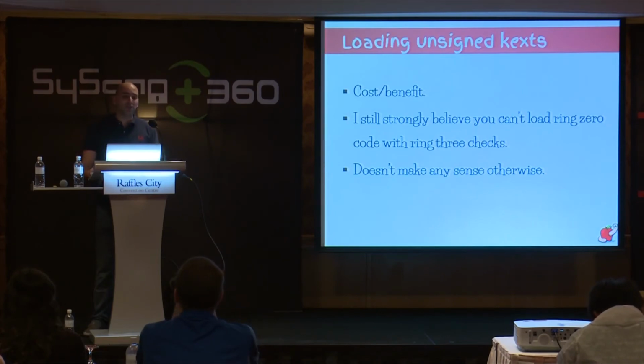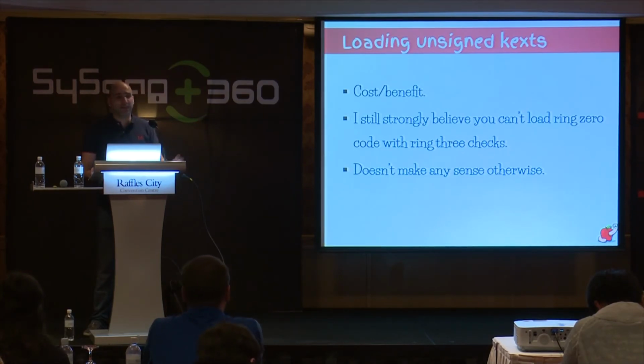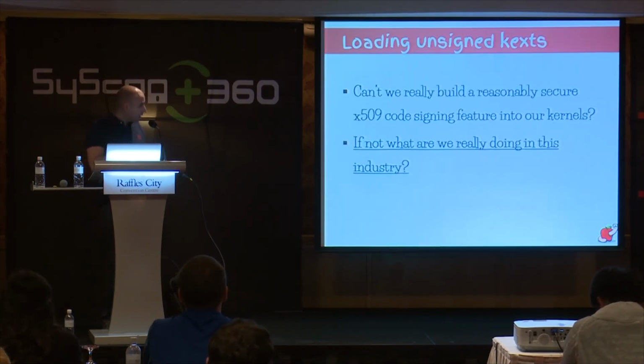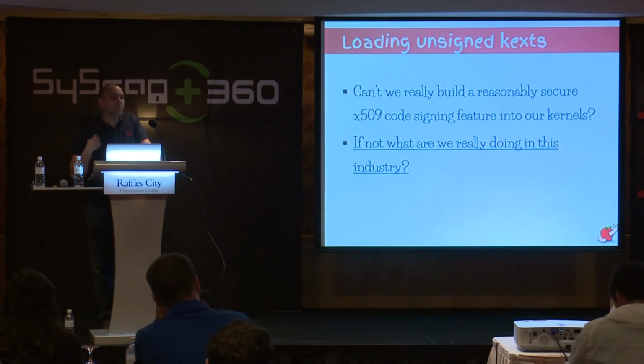You cannot put code in ring 0 doing checks in ring 3, in userland, because there is always a way to control a process or any vulnerability in userland, and the kernel is game over. And if you are in the kernel, it's game over for sure. It doesn't make any sense otherwise for me. I'm not sure what this industry is doing, but even with C vulnerabilities, ASN1 or whatever, I cannot imagine that we cannot build something secure in the kernel.